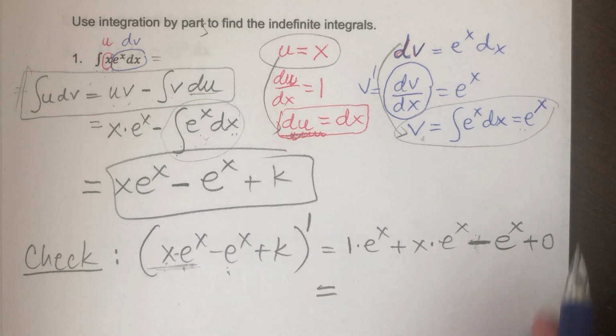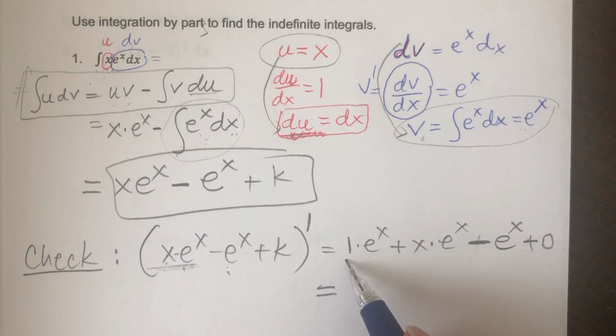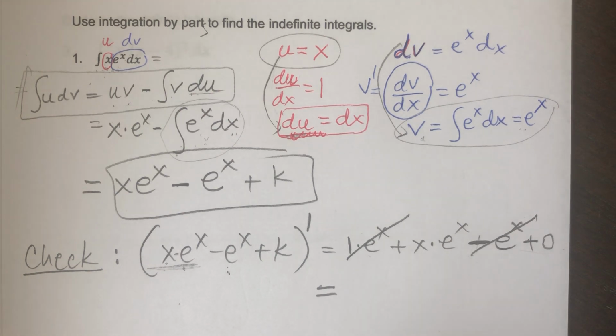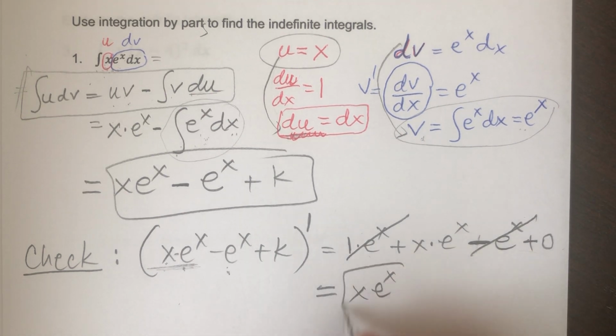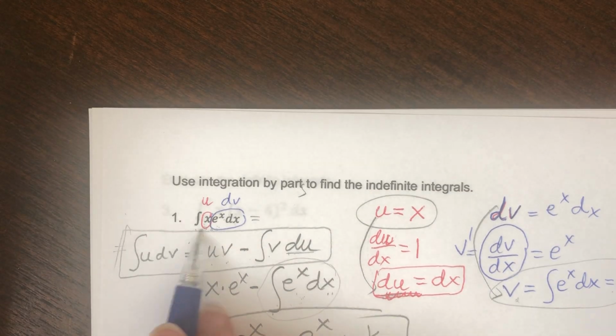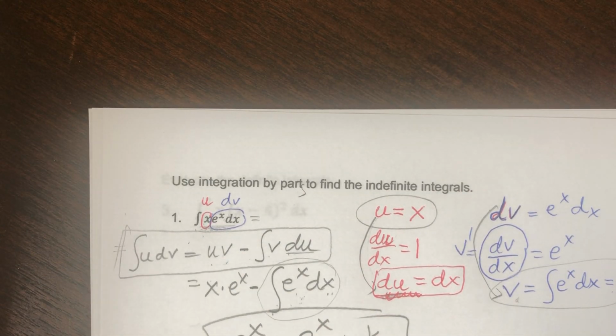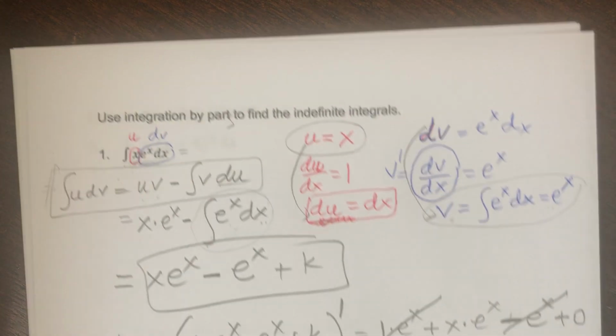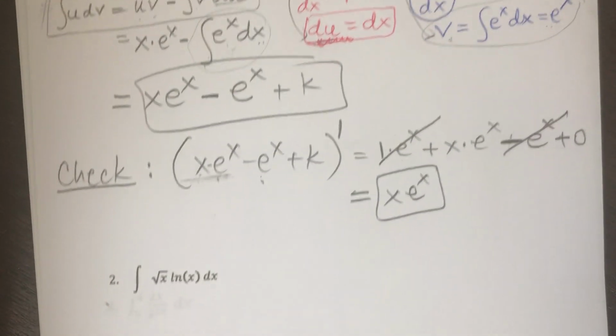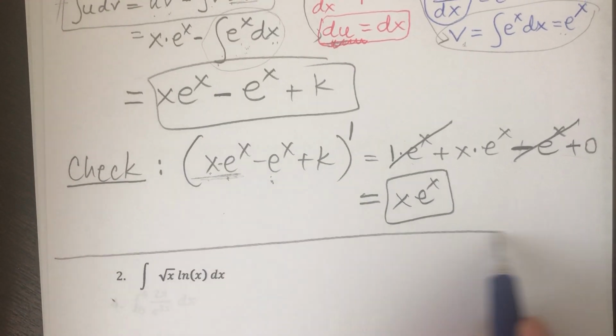Okay, so let's see, what do we get here? Well, there's a 1 e to the x minus 1 e to the x. They cancel out. So I'm left with x e to the x. So was that the initial problem we had to solve? Yes. A little bit scribbled over, but you have it in front of you. Yes. Okay, so let's try this again.